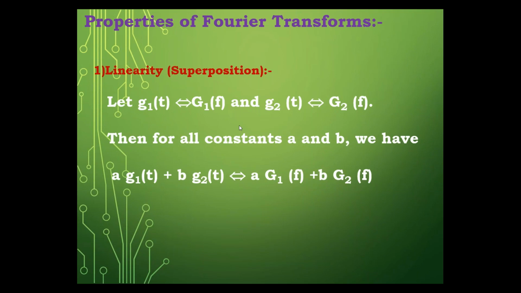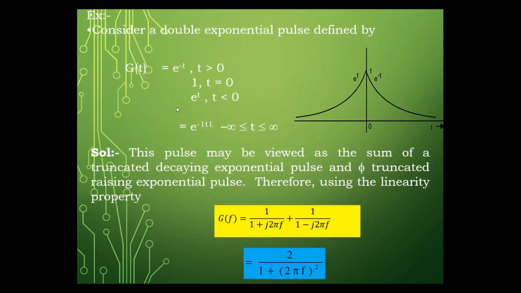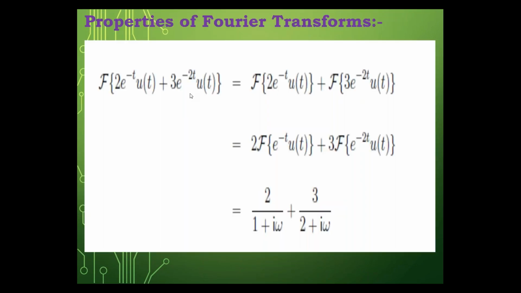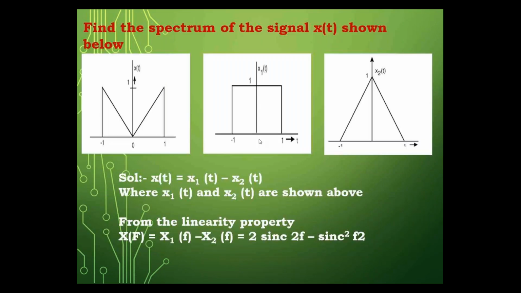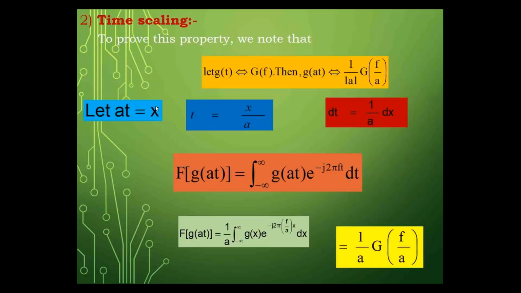So, if you see, linearity is a combination of two or more functions or two or more waveforms, then we can apply the linearity property. Observe this. Here I have the combination of two waveforms, which is 2e power minus t u(t) and 3e power minus 2t u(t). So if the problems are like this, then I can apply the linearity property. Then the next property is known as scaling, time scaling.